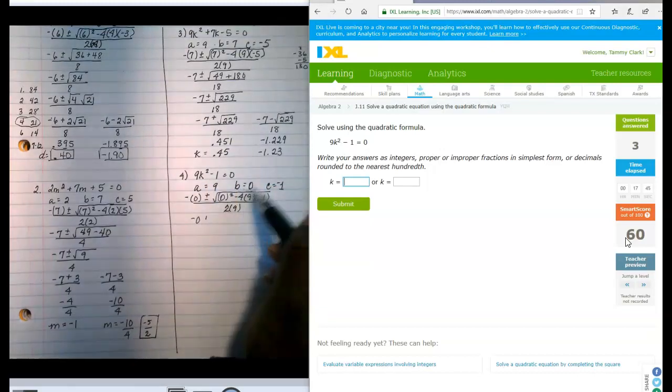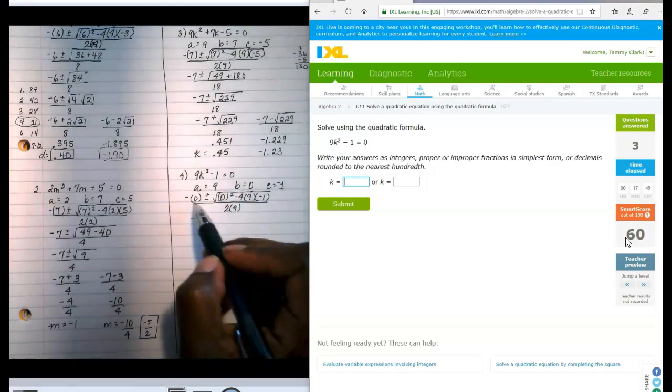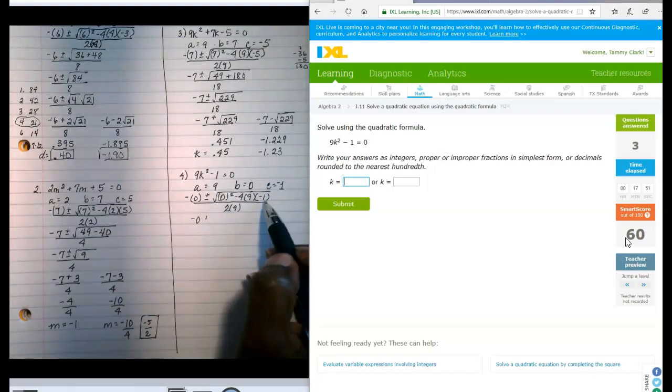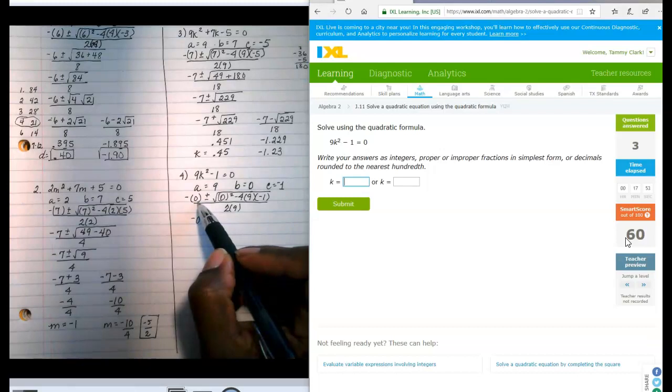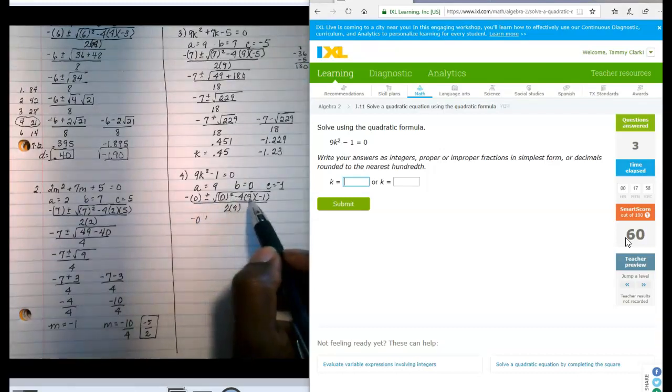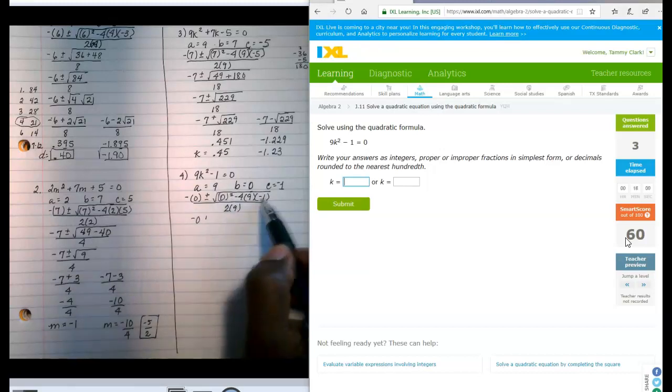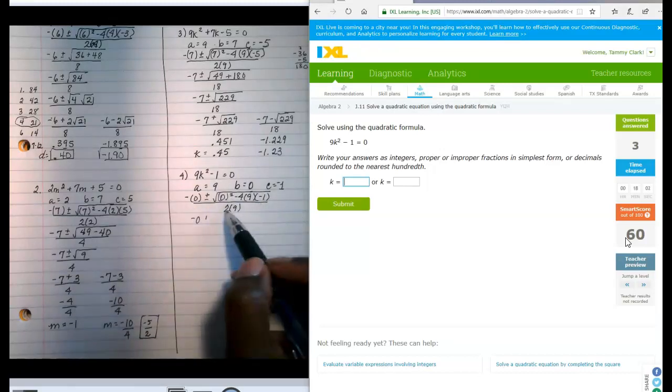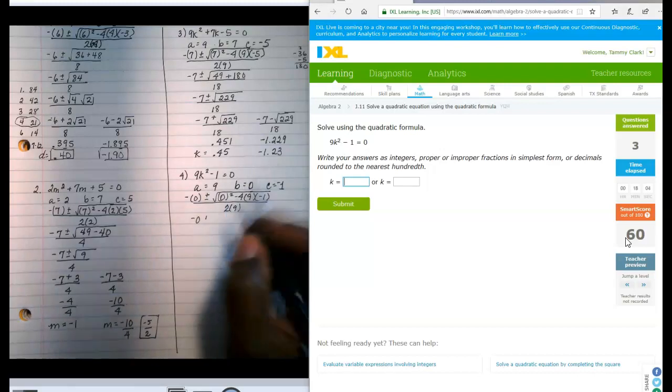A is 9. There is no b, so I put 0. C is equal to negative 1. I went ahead and substituted values into the quadratic formula. So the opposite of 0 plus or minus the square root of 0 squared minus 4 times a, which is 9, times c, which is negative 1, all of that divided by 2 times the a term, which is 9.